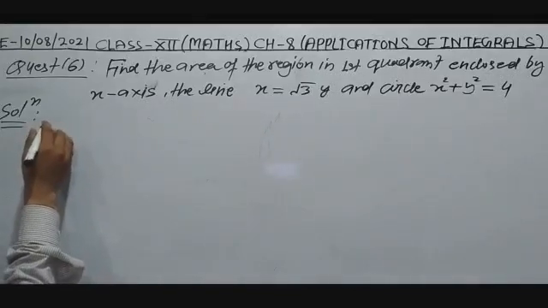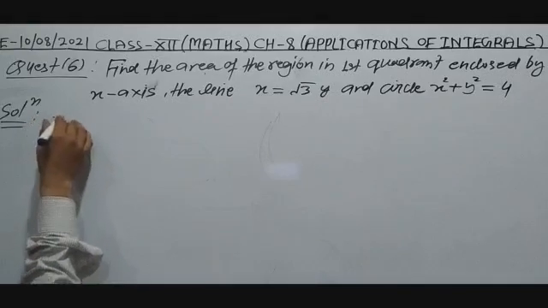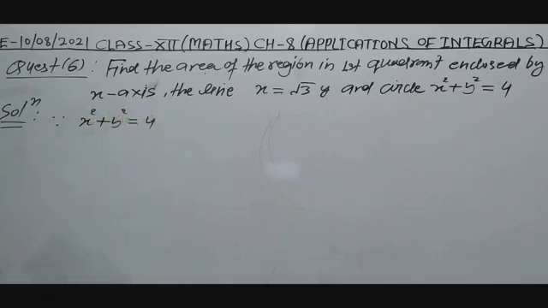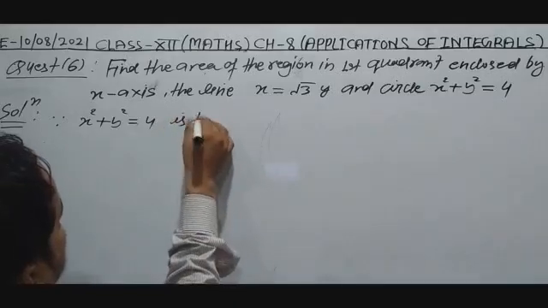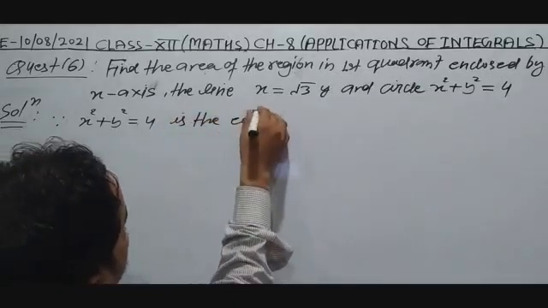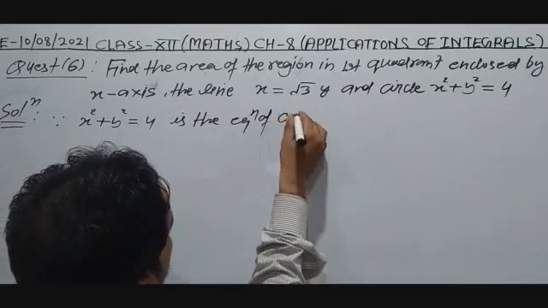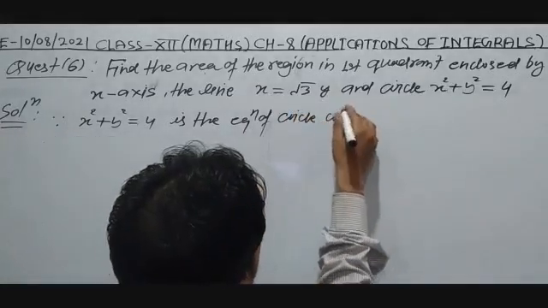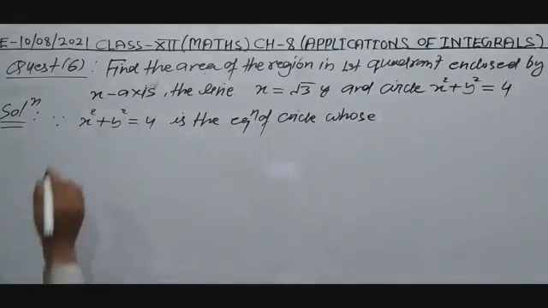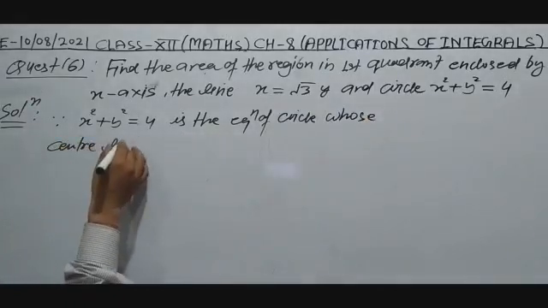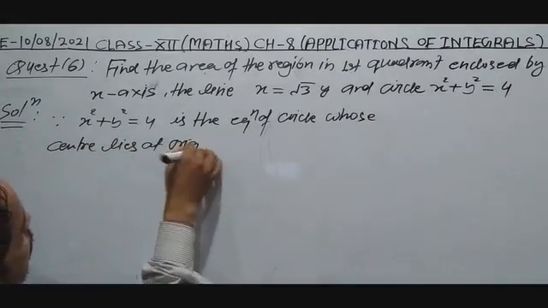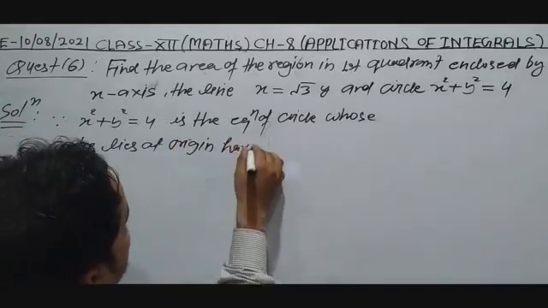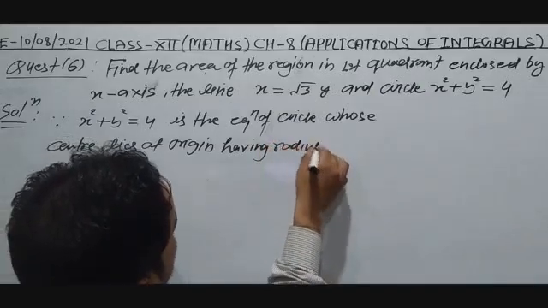So given equation of circle, x square plus y square is equal to 4 is the equation of circle whose center lies at origin, having radius two.